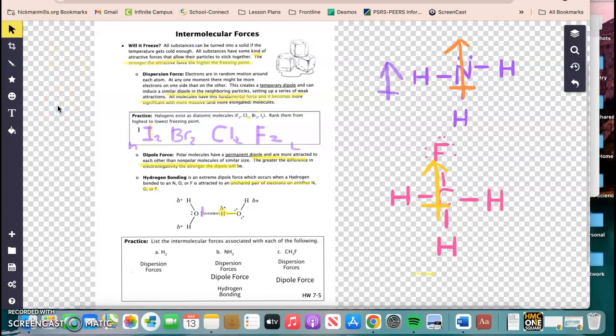So A only has dispersion forces because it only has hydrogens, and typically your diatomics are going to be dispersion forces only, followed by NH3, which has dispersion force, dipole force, and hydrogen bonding, and then lastly CH3F, dispersion and dipole only.